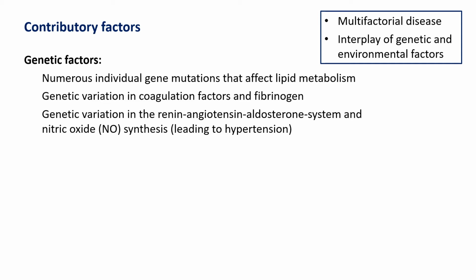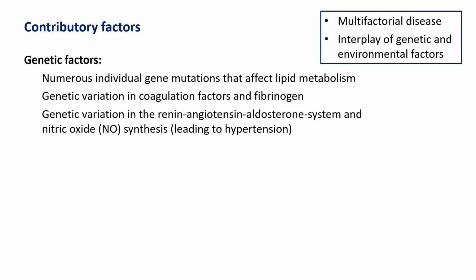We've also got to think about genetic mutations in terms of genes that code for coagulation factors and fibrinogen. And again, this is a complex cascade. So there is the potential for lots of different mutations having an impact on that. Genetic variation in RAS and nitric oxide synthase. Nitric oxide synthase produces nitric oxide. Nitric oxide, of course, is a key vasodilator. It's released locally to cause vasodilation if there is any obstruction.